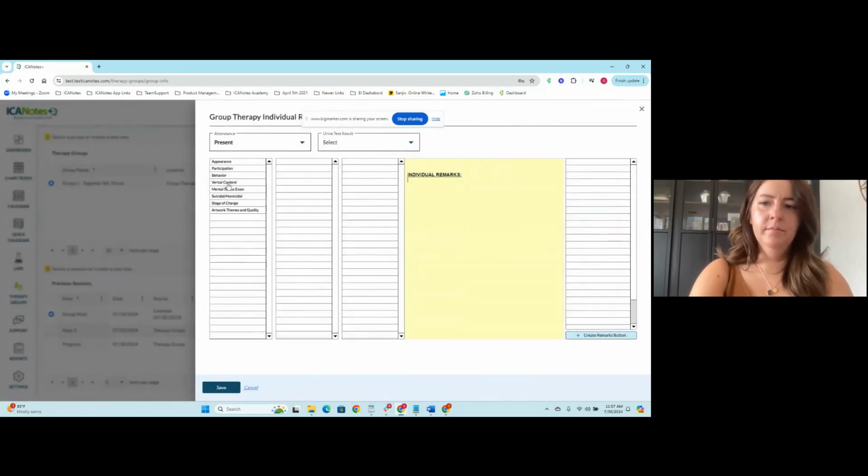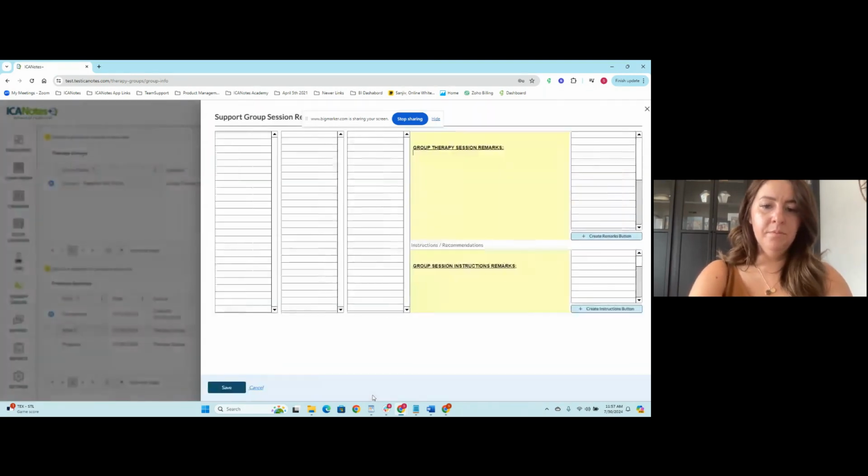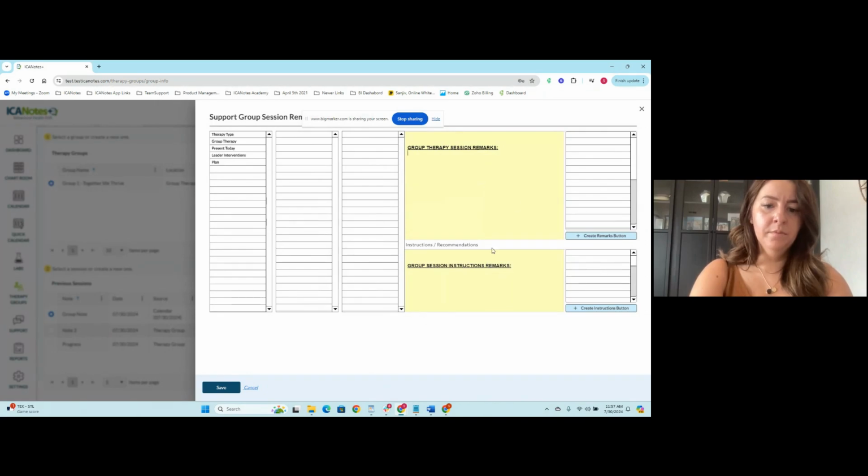I'm going to go ahead and select this. And this is a stress management session, but let's say they have multifactorial things going on. So I have John Doe spoke of feelings of depression today, and Michael Smith, I don't have any personal remarks there. Near at the bottom here, I have enter session remarks. This will go to all of the participants.